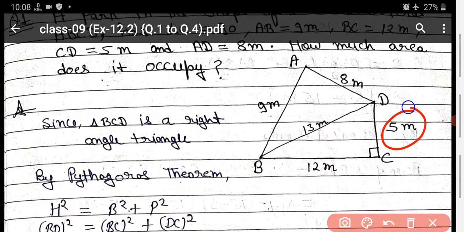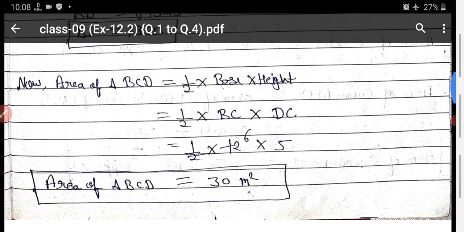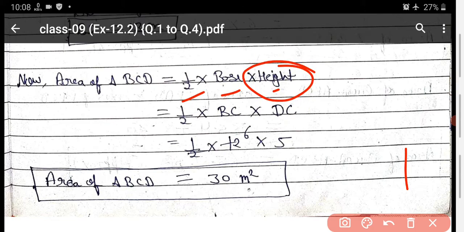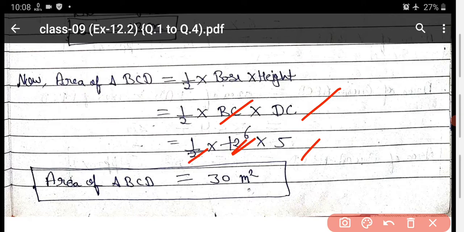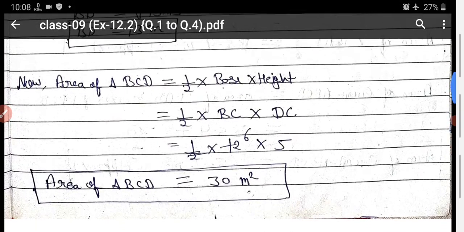Now for the triangle BCD, this is the height, because it makes an angle of 90 degree, and this is the base. You can apply the formula for the triangle as half into base into height. So area of the triangle BCD is equal to half into base into height. We apply this formula because in this question the height is given, which makes an angle of 90 degree. If the height is not given, then we have to apply Heron's formula. Base is BC, height is DC. Just put the values 12 and 5. 2 sixes are 12, 6 fives are 30. So area of triangle BCD is equal to 30 meter square. Area always comes in unit square. The unit is meter, so you have to put meter square here.